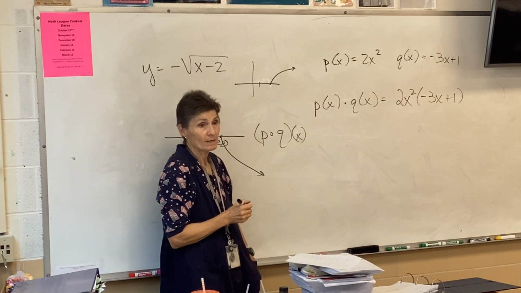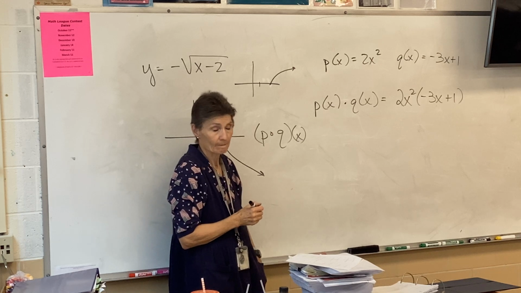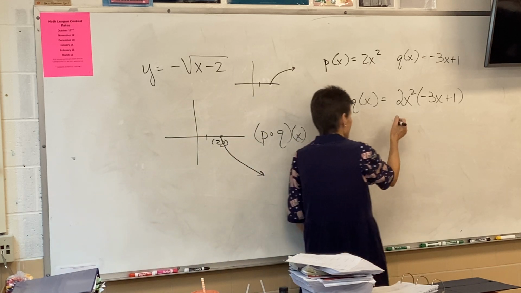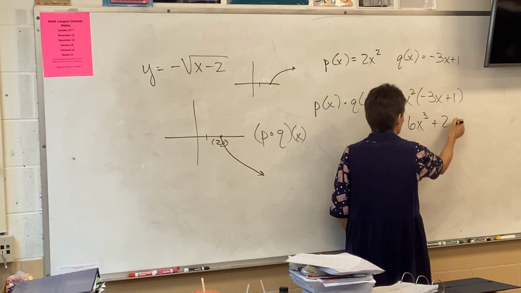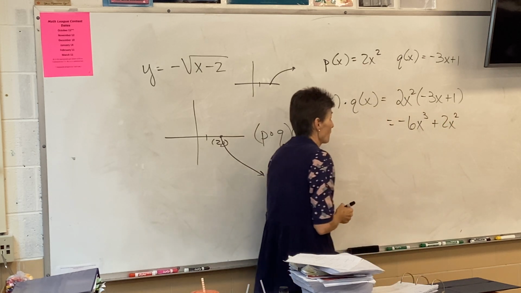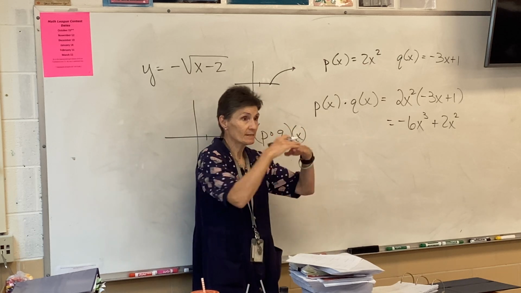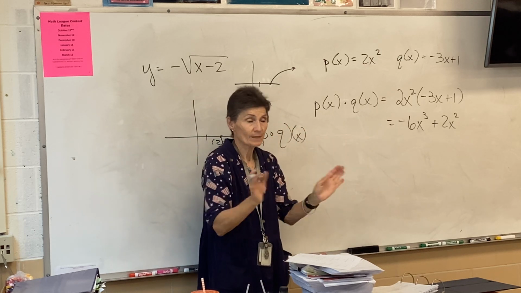What does that equal? Negative 6x cubed plus 2x squared. And that's it, done. No more. That's the end.